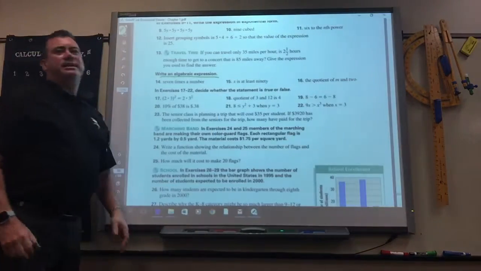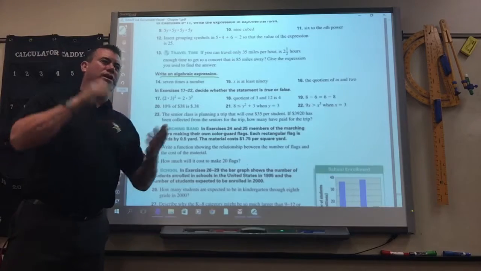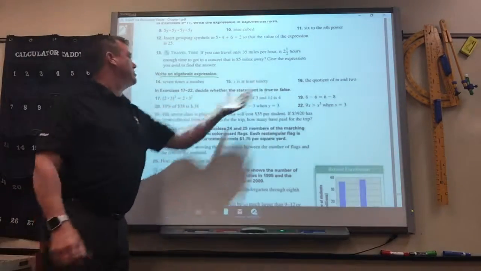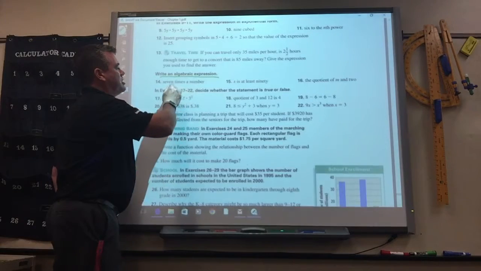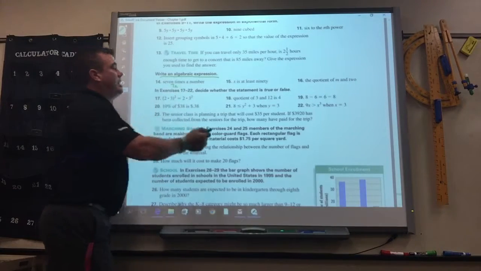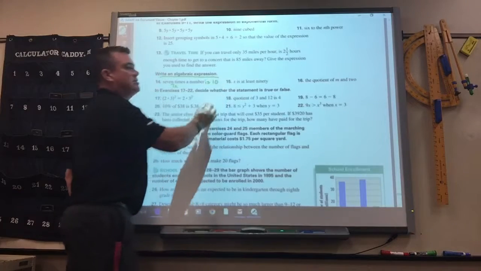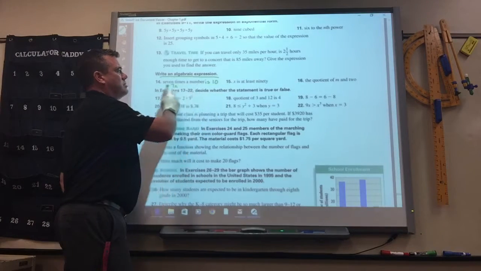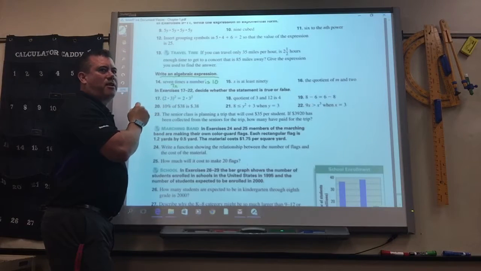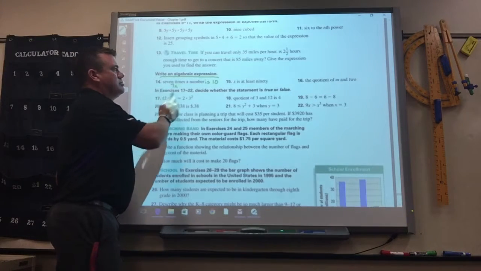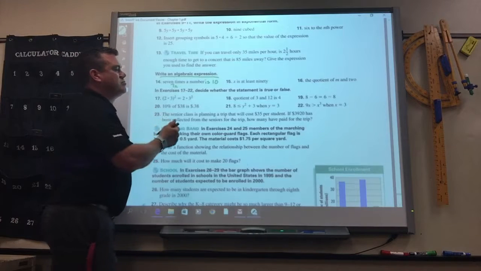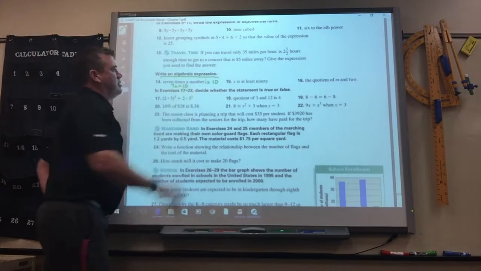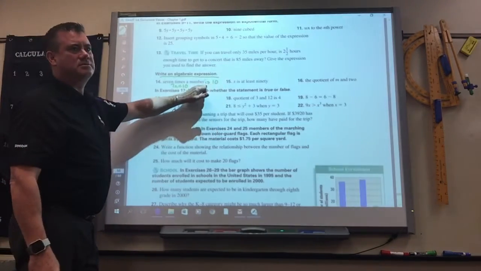You've got to write it either as an expression or an equation or an inequality. These are all expressions. 7 times a number is just 7x. If they said is 10, then what would you put? 7x equals 10. Is means equals.